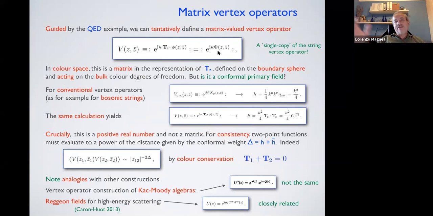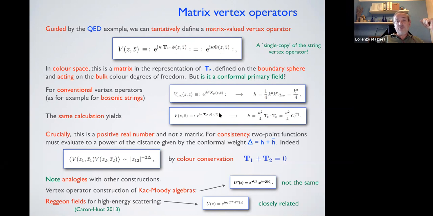And of course, one thinks, okay, so this is a matrix, right? This is, of course, an operator in the conformal Hilbert space, but this is also just a matrix in some representation of the gauge group. So does this make sense? I mean, can this actually be interpreted as a conformal field? Can it be a conformal primary field? And the answer is actually yes, rather surprisingly, at least for me.